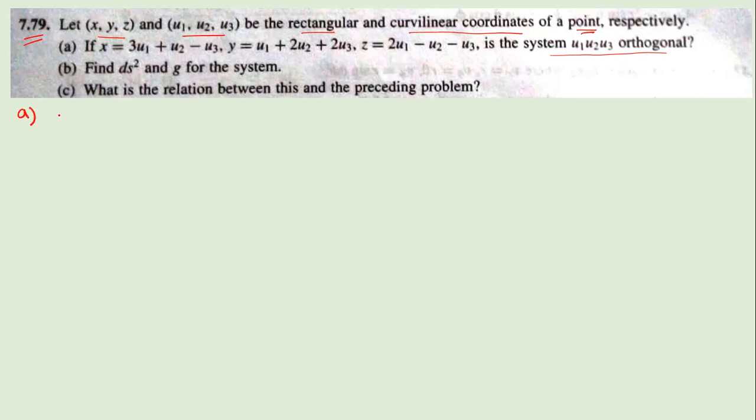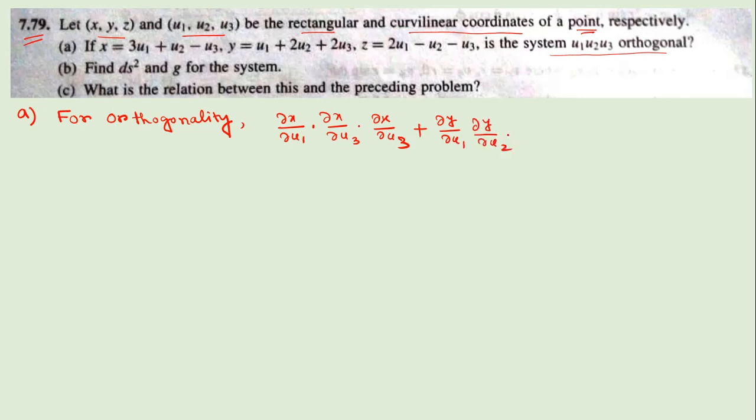For orthogonality, the necessary and sufficient condition, as you know from the previous lecture: there were two coordinates there, but here we have three coordinates, so we need the condition with del x del u1, del y del u1, del y del u2, del y del u3, and del z del u1, del z del u2, del z del u3 must be 0. This is the condition for orthogonality.